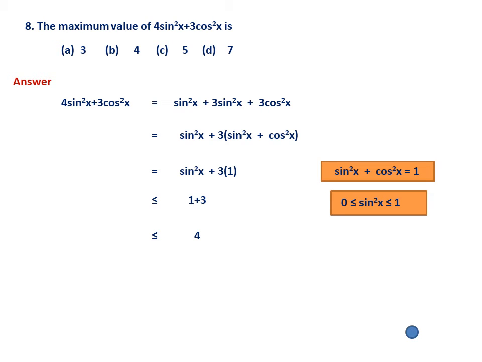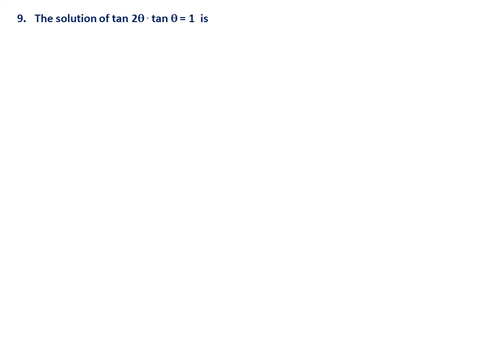Now, let us go to the next one. The solution of this pertains to the general solution of the trigonometric equation: tan 2 theta tan theta equal to 1. So, what is the general solution? So, 4 options are given. Of course, in this type of question, guesswork is not possible. Sometimes you can try, but it is always better to know the method.